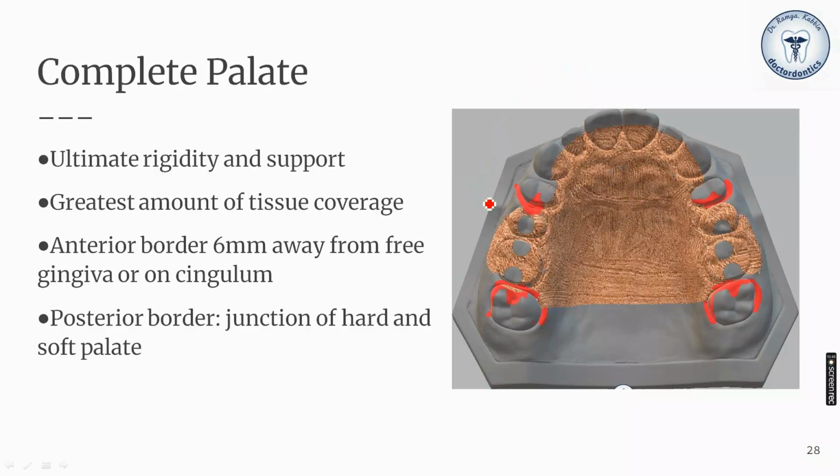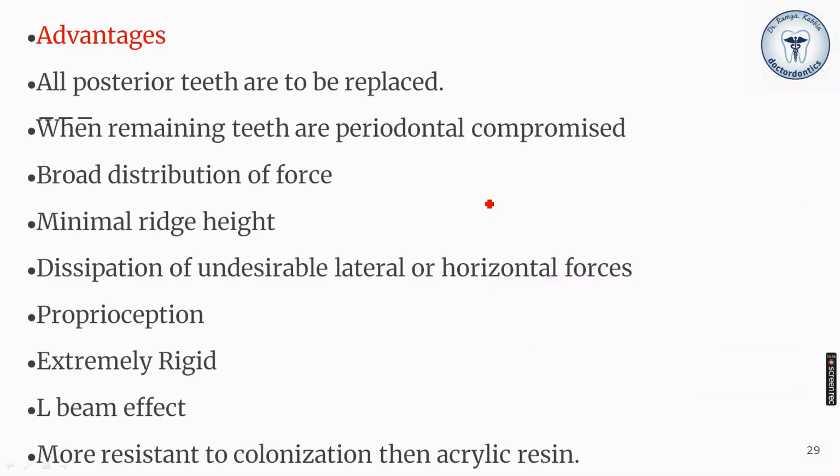An advantage of it is that it has the bead line. I told you the bead line is the main property. It will give you retention. It will give you cohesion and adhesion for the retention. Then what are the advantages of this complete palate? It is used when posterior teeth are to be replaced, and it is used when periodontally weak abutments are present, and it gives you broad distribution of force. Minimal ridge height is present, that is, posterior ridge resorption has occurred, and there is dissipation of undesirable lateral and horizontal forces.